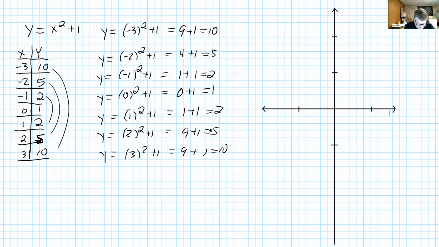Okay, so I'm going to plot the points. -3, 10. So our scale, this would be -5 and 5 and 10 and 5 and -5. Okay, so -3, 10. -2, 5. -1, 2. 0, 1. 1, 2. 2, 5. And 3, 10. Now, either I've messed up terribly or this is not a straight line. Let's hope that it's not a straight line rather than I messed up terribly. Okay, I'll give myself the benefit of the doubt here.